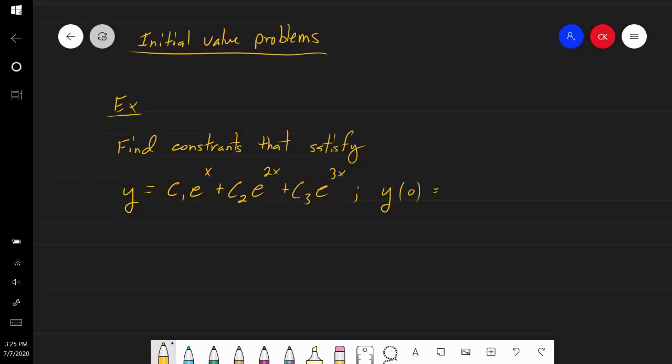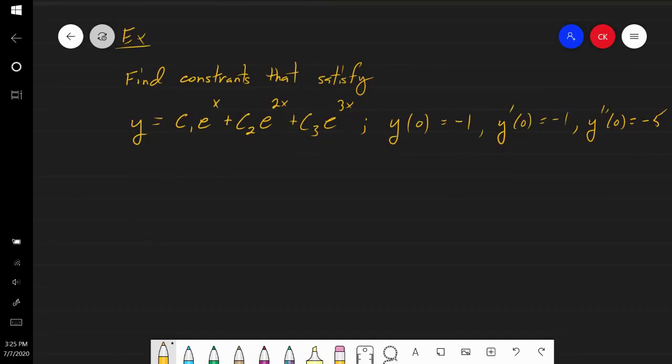And we've got some initial conditions: y of 0 is equal to -1, y prime of 0 is equal to -1, and y double prime of 0 is equal to -5. So if this was an application related to physics, we might have a position, a velocity, and an acceleration value as initial numbers. As it is, this is where we are.